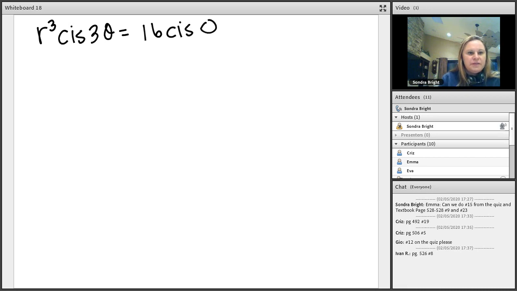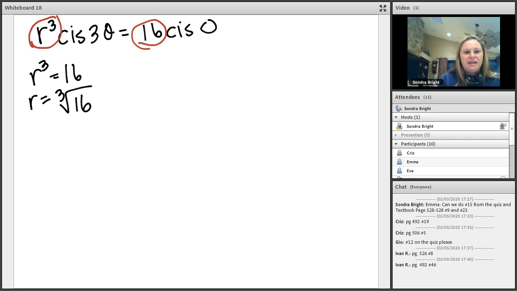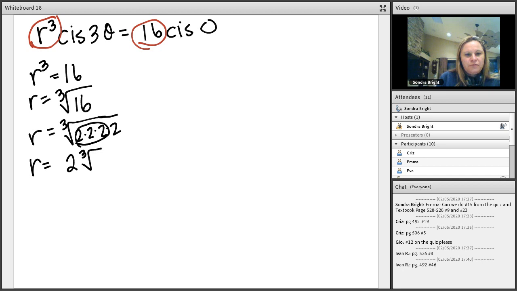For this equation to be true, r cubed must equal 16, which means r is equal to the cube root of 16. What is 16? That would be 4 times 4, or 2 to the 4th. There's a perfect cube in there, which means your r is 2 times the cube root of 2.